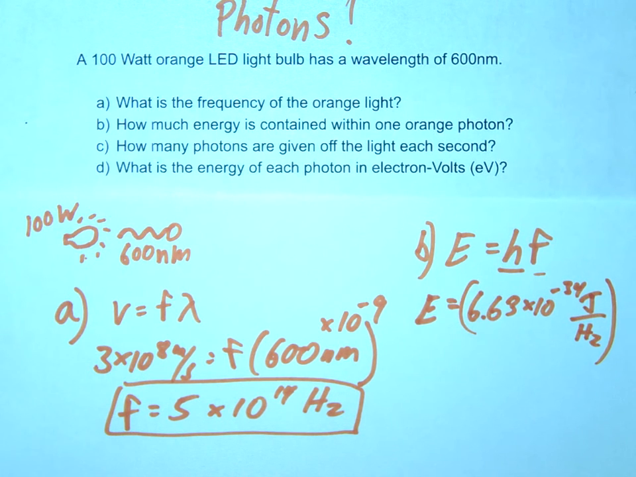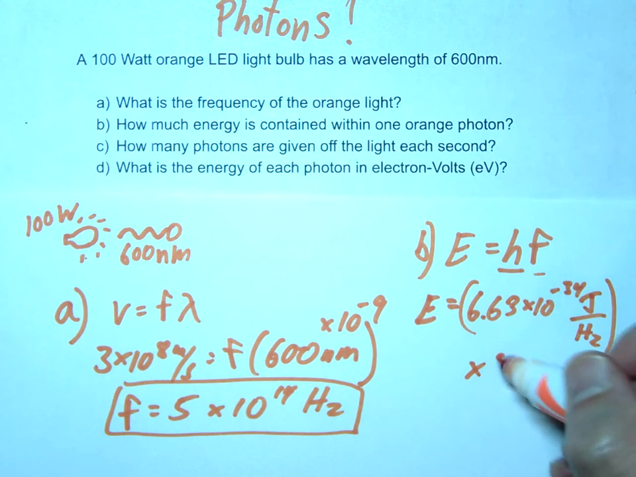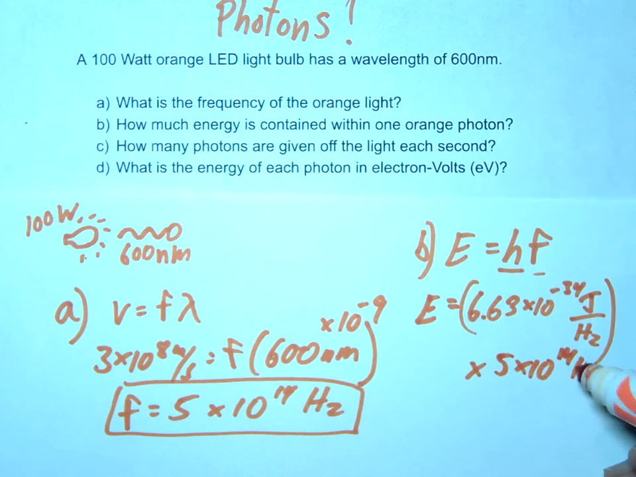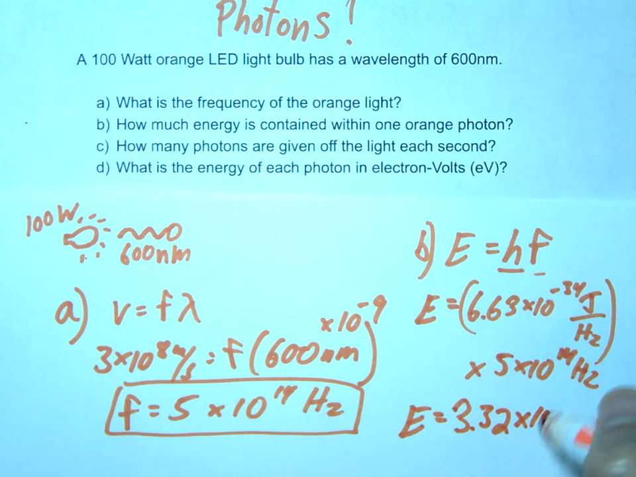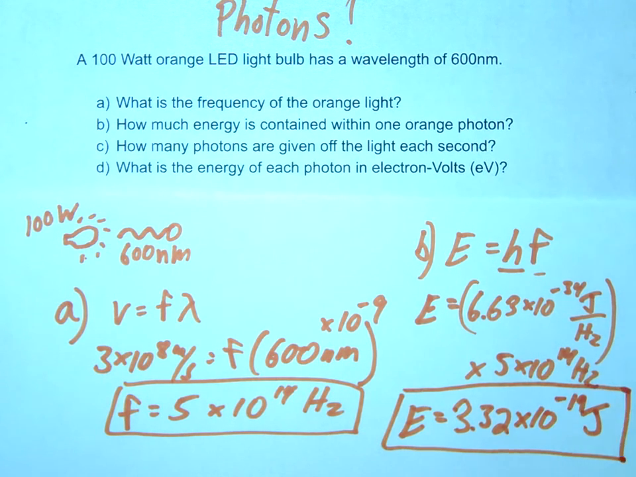Then we'll just go ahead and multiply by the frequency, so times 5 times 10 to the 14, and that's going to give us an energy of 3.32 times 10 to the negative 19 joules. So again, what that's telling you is each photon has 3.3 times 10 to the negative 19 joules of energy. Okay, and recall photons are just these little packets of energy, and so that's why this number is so small. It's a small, tiny packet of energy.